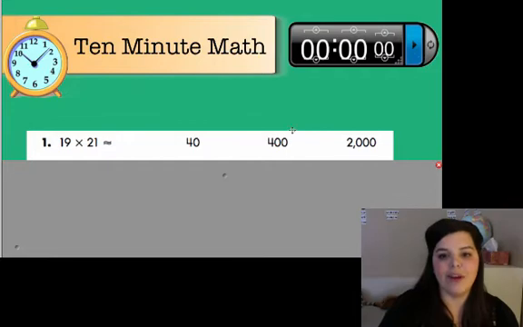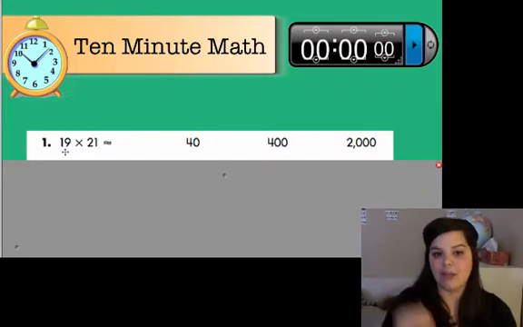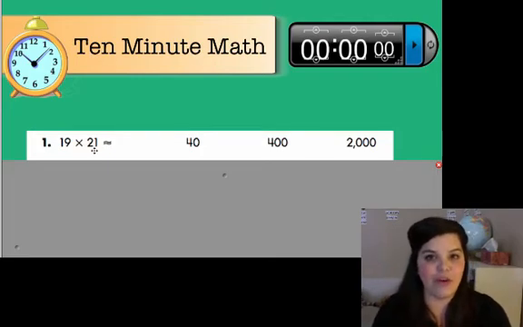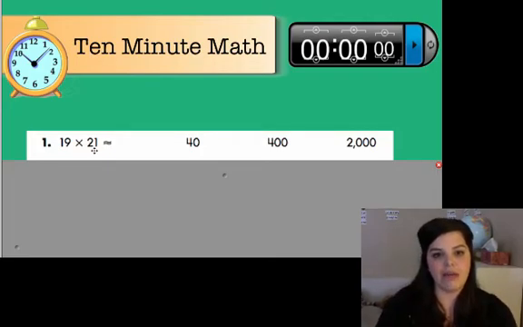Hopefully, you were somewhere around this 400 mark. If I take a look at the number 19, I'm going to adjust that number to 20. If I look at my number 21, I'm going to lower that number or round down to the number 20. And I know that 20 times 20 is 400, or 2 times 2 is 4. Add my two zeros, and I'm going to be right around that 400 mark.